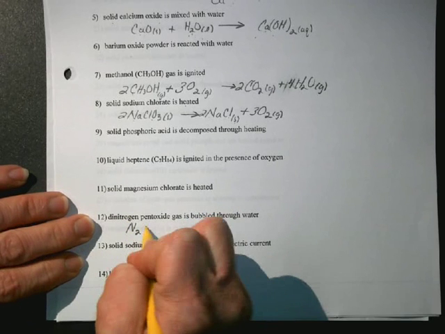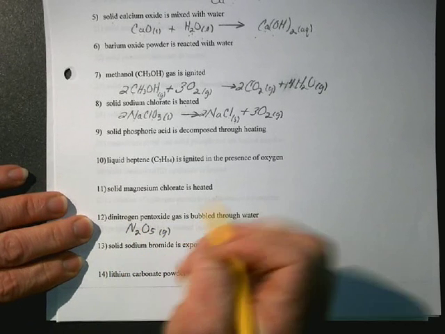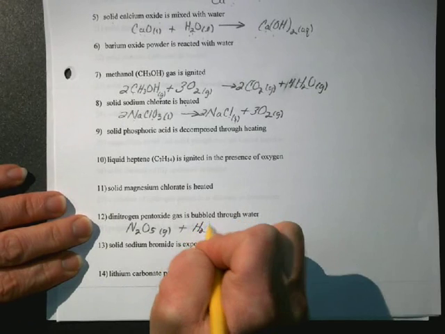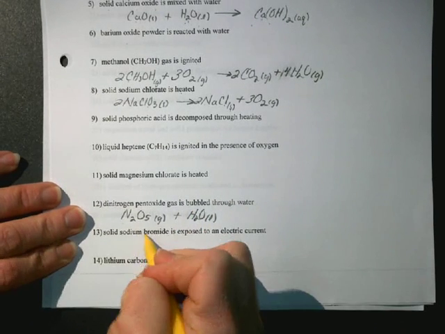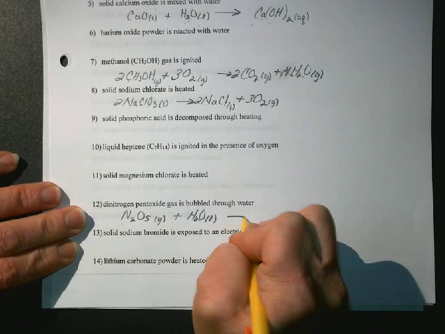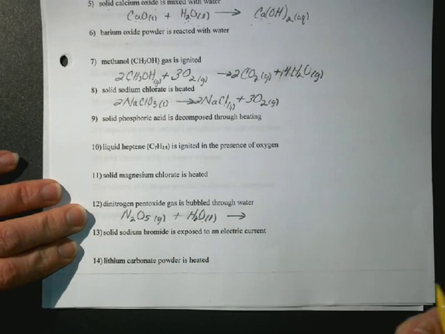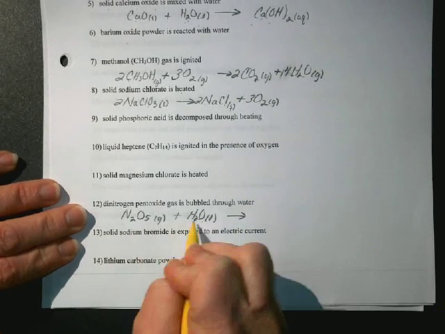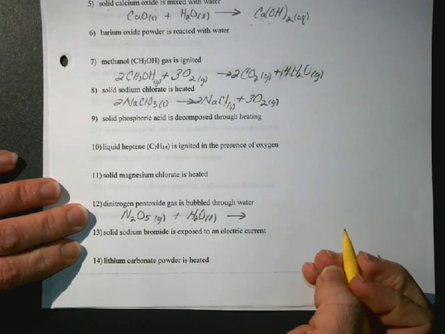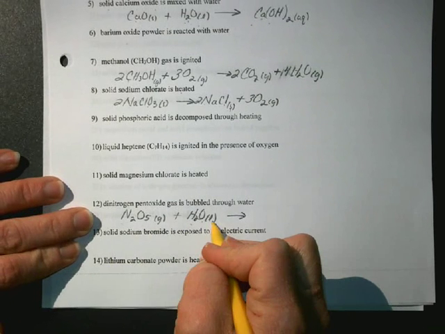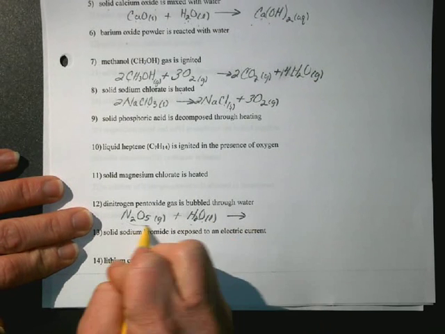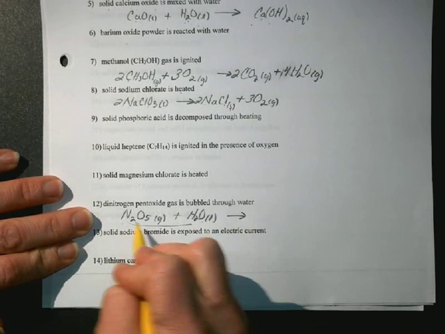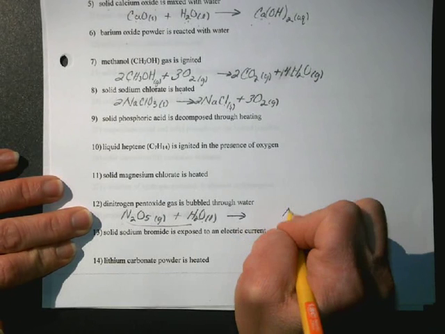Dinitrogen pentaoxide gas is bubbled through water. Well, this would be a non-metal oxide plus water. Again, with water, our awareness has to be heightened. So this is one of our special type of composition where we are going to create the oxyacid. Non-metals love oxygen, so that nitrogen is going to steal the oxygen.